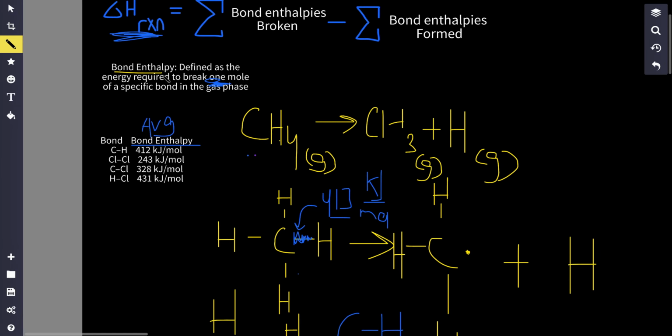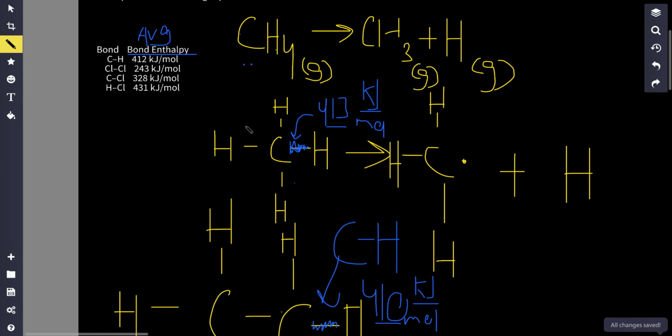So this is why a lot of times when you're doing bond enthalpy problems, it's not going to be a perfect enthalpy value. There's going to be a little bit of error. And that just comes from the fact that this is the average bond enthalpy. It's not the exact bond enthalpy for this specific compound. It's the average of all of these bond enthalpies.